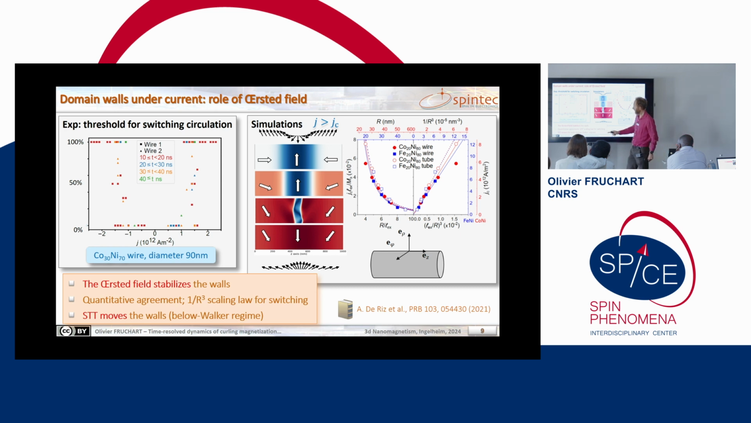And what we found is that depending on the strength of current that you send in the system, you have a threshold: either no switching, circulation remains as it was, or you switch into the direction of the Ørsted field. And it is really 100% success, so it is very well defined. We can reproduce this with simulation. We see that we have 2 stages. First, a very fast shrinking of the domain wall, and then something happens that I will describe afterwards, which leads to the switching. So this is the surface map.